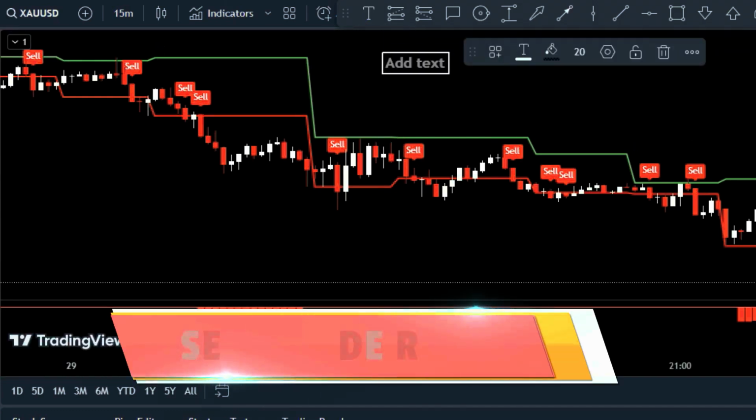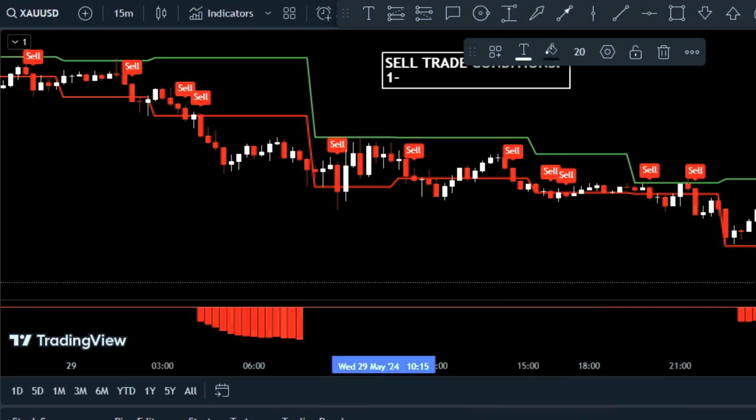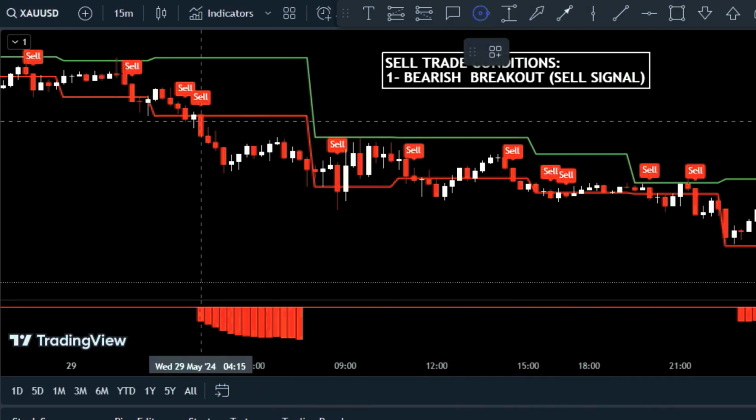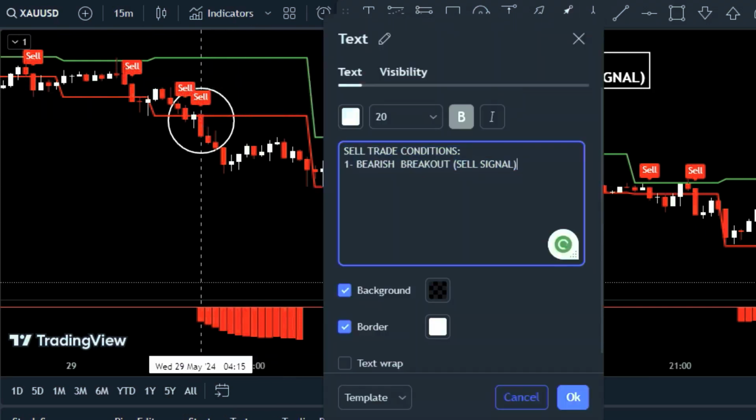Now let's talk about the sell trade rules. First, wait for a sell signal on the chart. This is your cue to get ready for a potential sell trade. Next, you need confirmation from the trend quality indicator. Look for a red histogram below the zero line. If you see that, you have your confirmation.